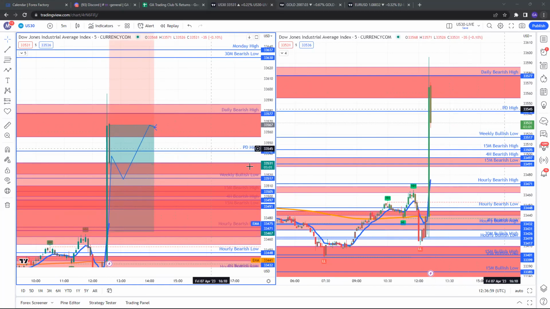So here's a question, right? Where is it headed to? We have a weekly bullish low here. So this is the zone where it's most likely supposed to retrace from. So that's fine. Let it keep going.